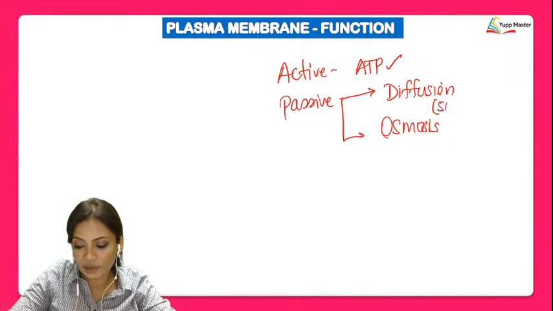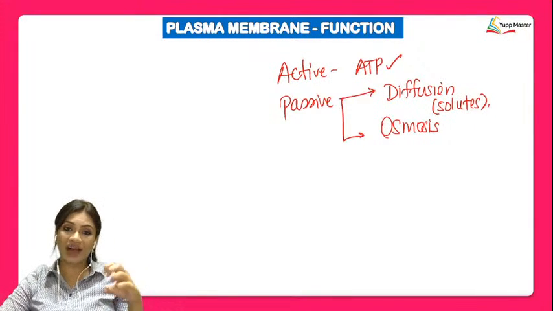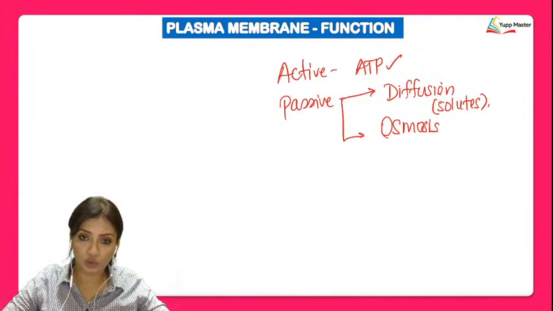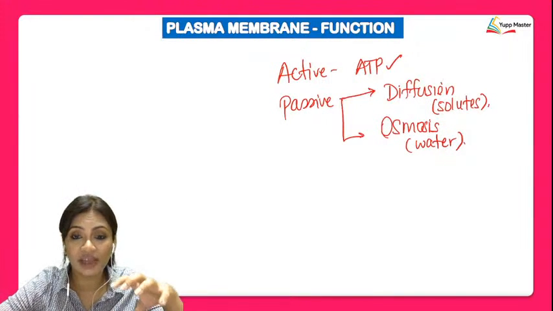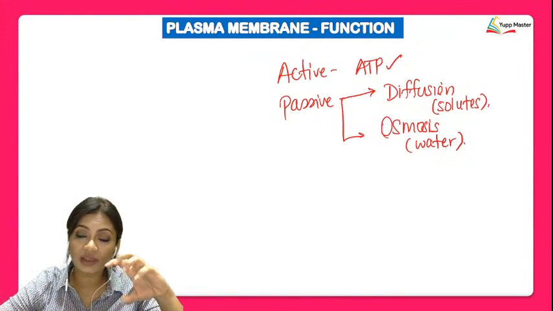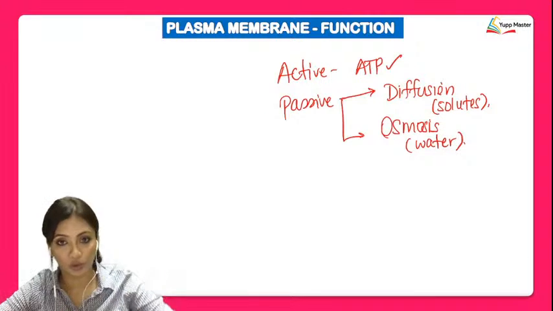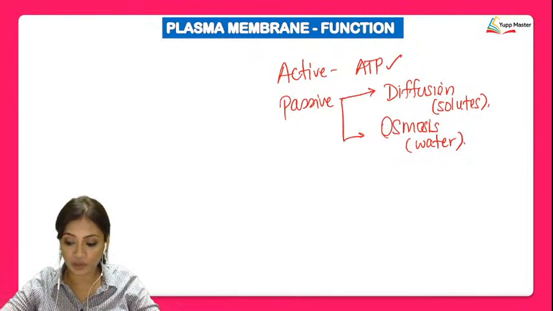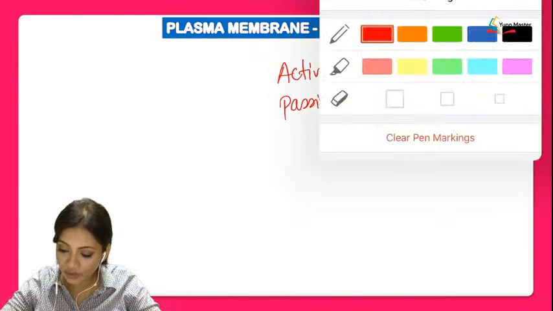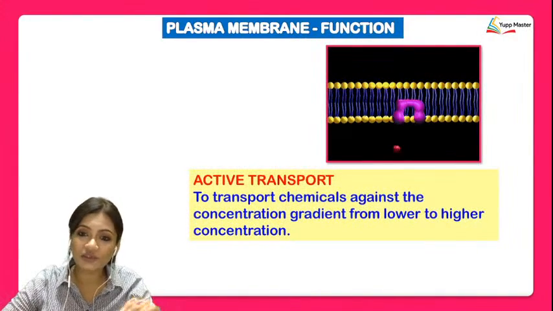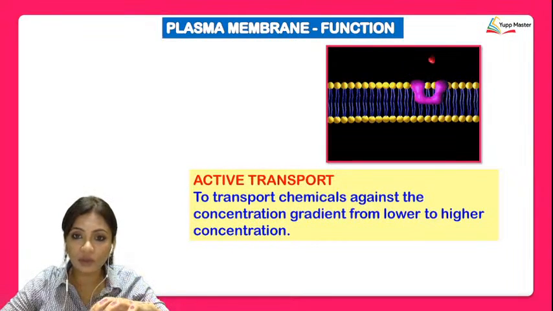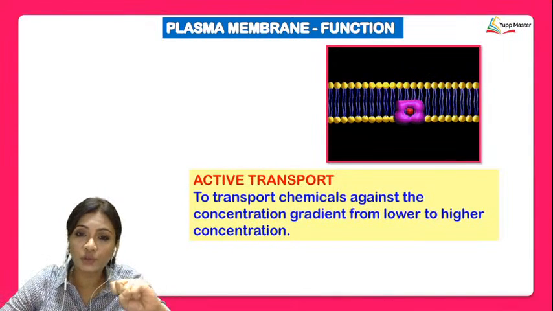Diffusion is basically about solutes going from their area of high concentration to their area of low concentration, and osmosis is basically all about the transport of water to an area where the solute level is high, that is where water goes, and that process is called osmosis. All right, so now let's come to the next function of plasma membrane, and that is active transport. Active transport, remember, was all about utilizing energy.